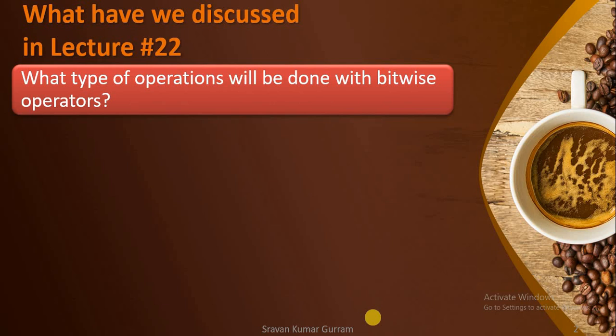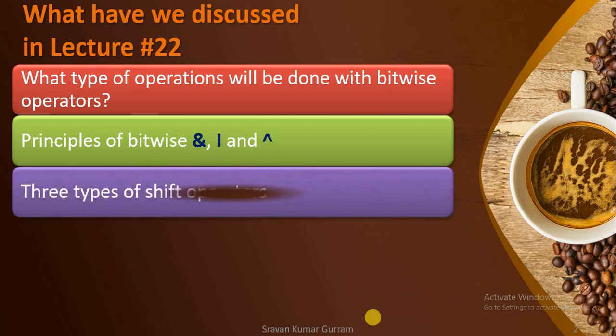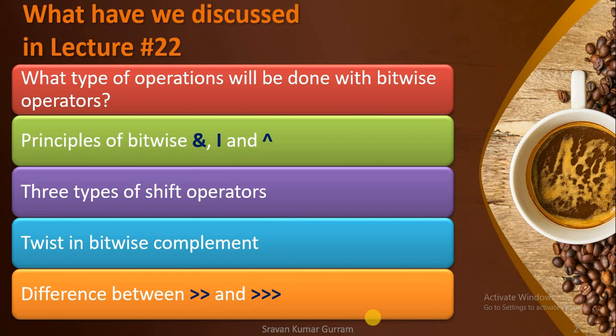What type of operations will be done with bitwise operators. Principles of bitwise AND, OR and exclusive OR. We covered three types of shift operators. We covered the twist in the bitwise complement operator and the difference between the right shift operator and the unsigned right shift operator. We covered each and every point clearly in lecture 22. If you haven't watched that, please watch it. The link is given in the description box.